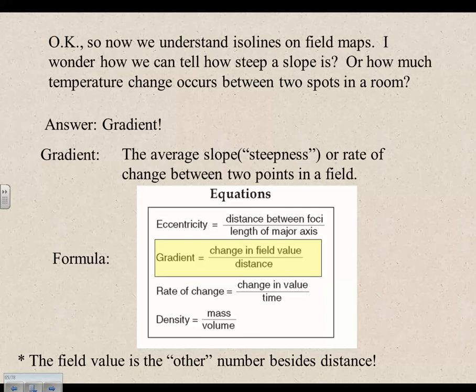It's the change in the field value over the distance between the 2 points. The field value is the other number besides distance on the map, and you'll see that once you get to some examples.